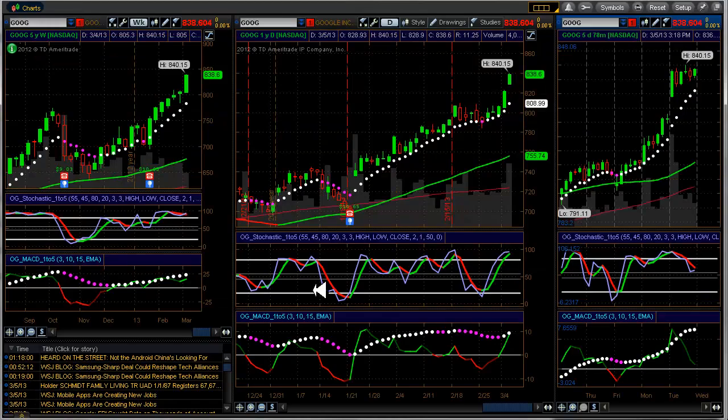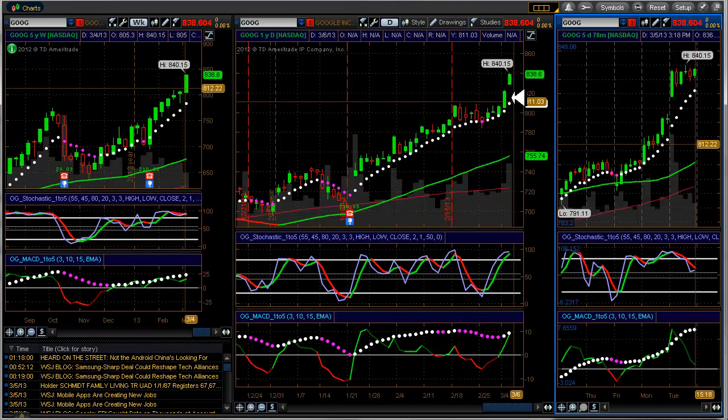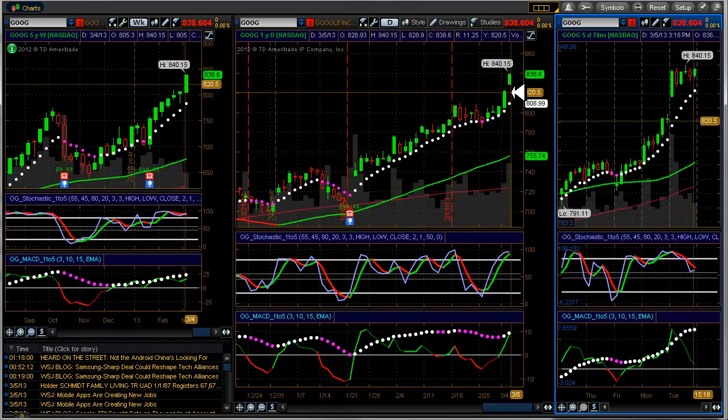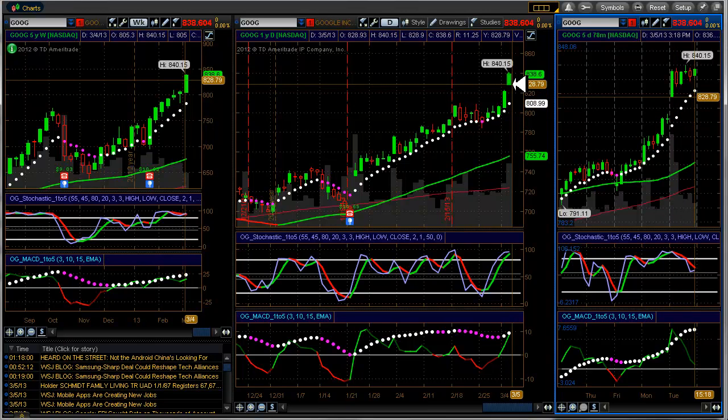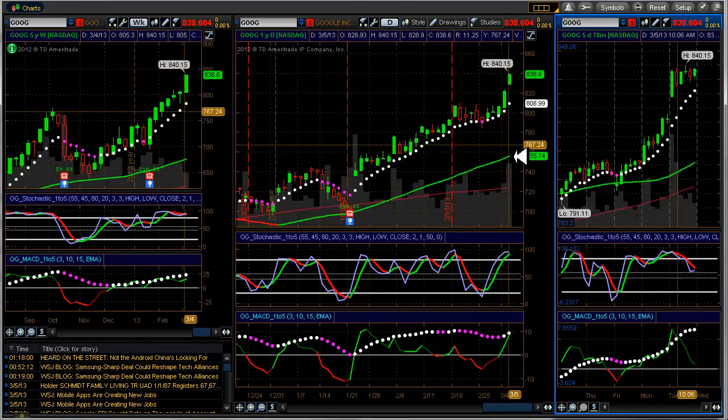Google. It had a very good day yesterday. We had a gap up from around 8:21 to 8:28, and then hit the high of 8:40 yesterday, a new high for Google. Good for them.